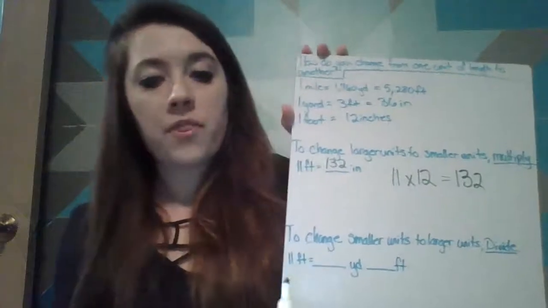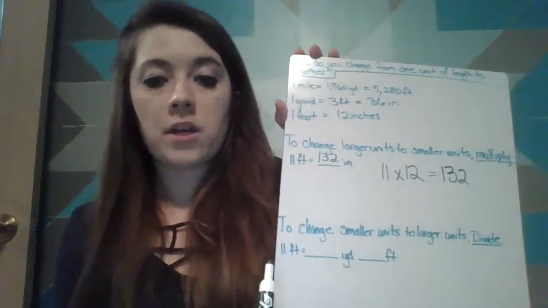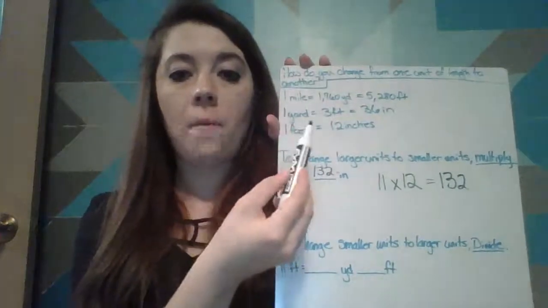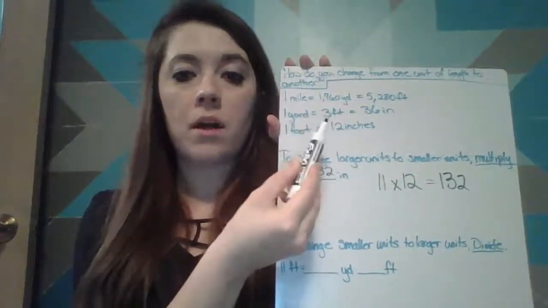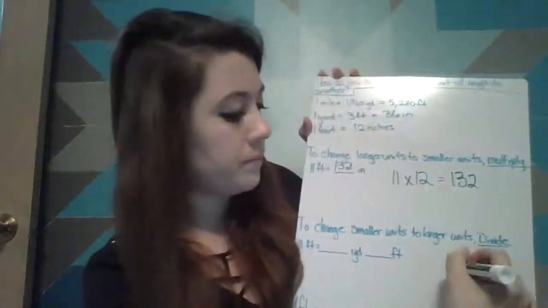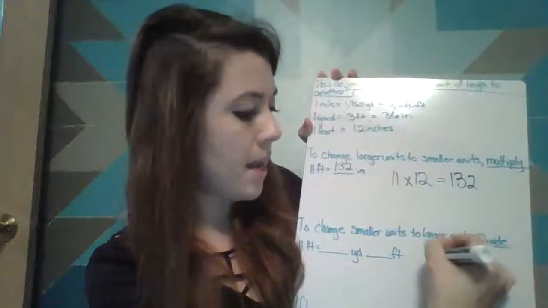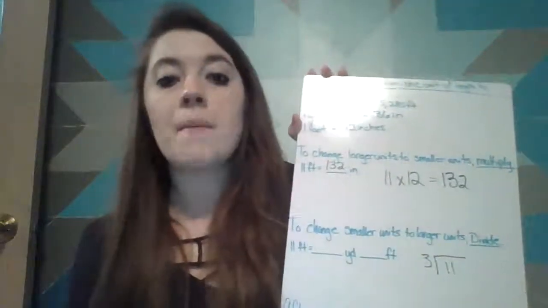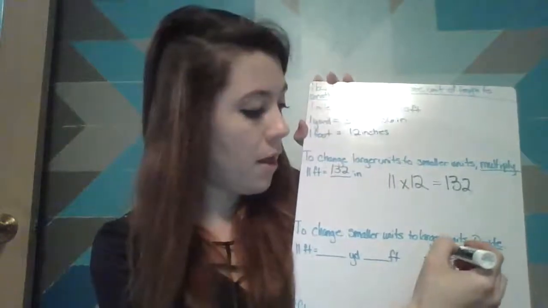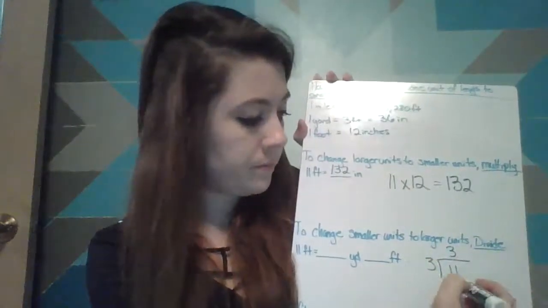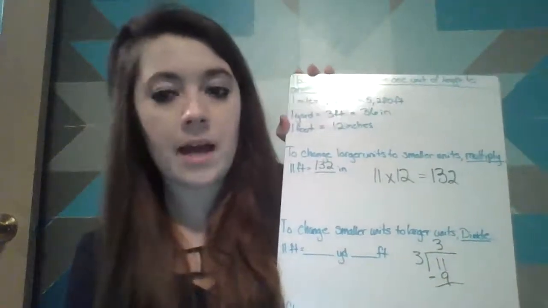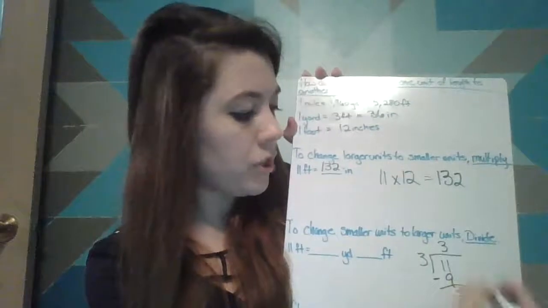If we think about just the yard part first, 11 feet is how many yards? Well, how many feet are in 1 yard? There's 3 feet in 1 yard. So we're going to take this 11 feet and divide it by 3. How many times can 3 go into 11? It can go in there 3 times. 3 times 3 is 9. 11 minus 9 is 2.